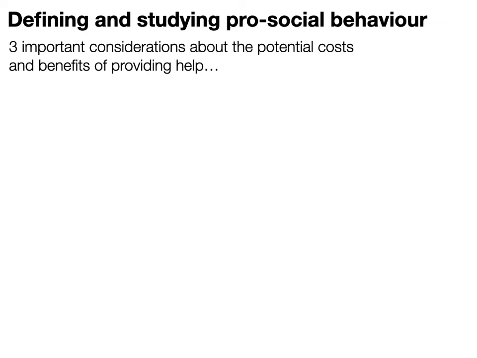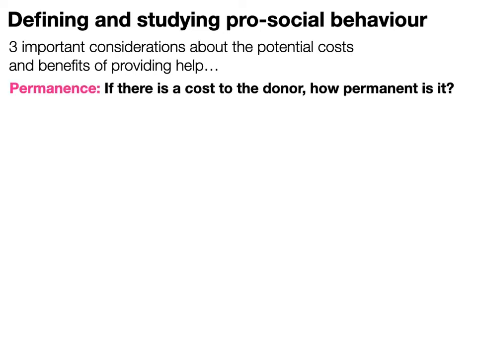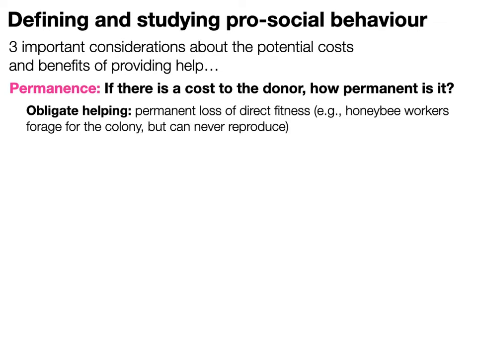Before we do that, I just want to set up some of the important considerations about the potential costs and benefits of help. Okay, so when we're thinking about these costs and benefits, these are the kind of dimensions that we have to think about. The first one is permanence. If there's a cost to the donor, how permanent is it? How big is this cost? Of course, the honeybee sacrificing its life, that's a permanent cost, right?